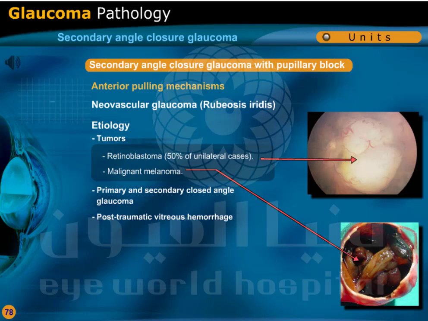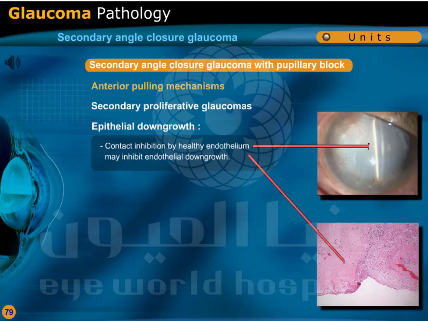Other causes of neovascular glaucoma include tumors: retinoblastoma, 50% of unilateral cases, and malignant melanoma; primary and secondary closed-angle glaucoma; post-traumatic vitreous hemorrhage. Secondary proliferative glaucomas: epithelial downgrowth. Contact inhibition by healthy endothelium may inhibit endothelial downgrowth.